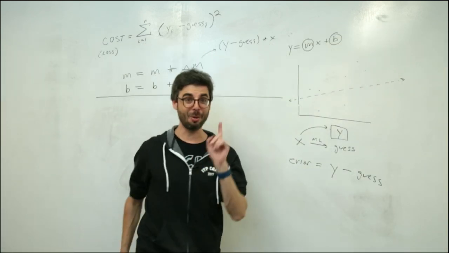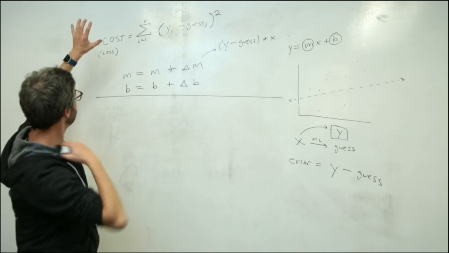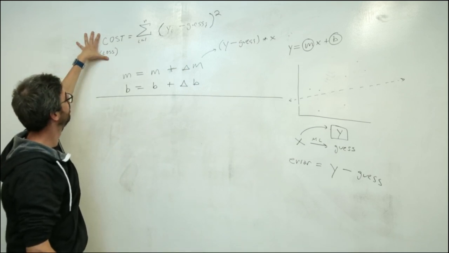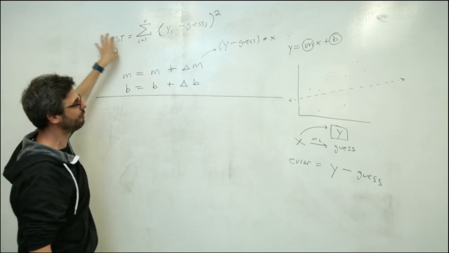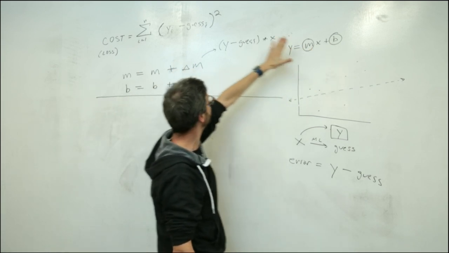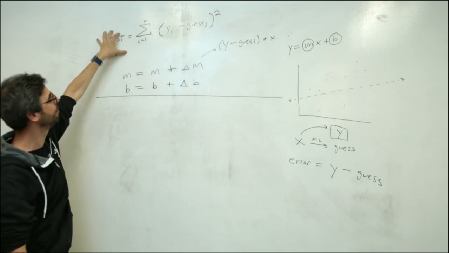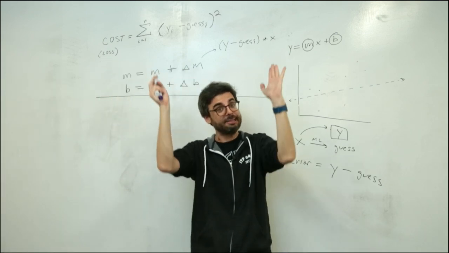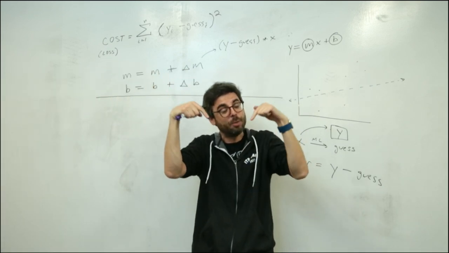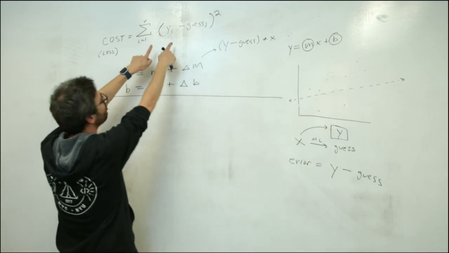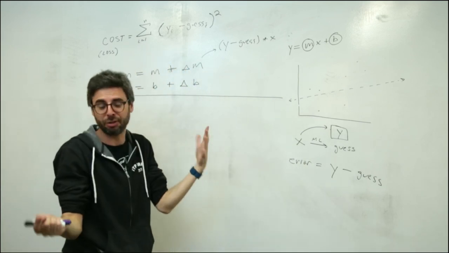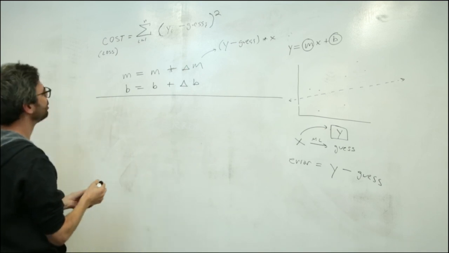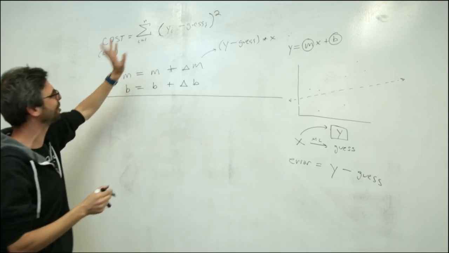The next step that I want to do is find the minimum cost. I want to minimize this function, to find the m and b values with the lowest error. So to do that, we've established that gradient descent says if I could find the derivative of a function, I know which way to move to minimize it. So somehow I need to find the derivative of this function to know which way to move.